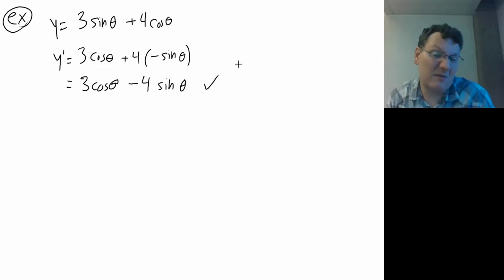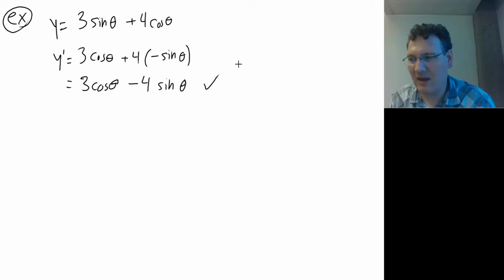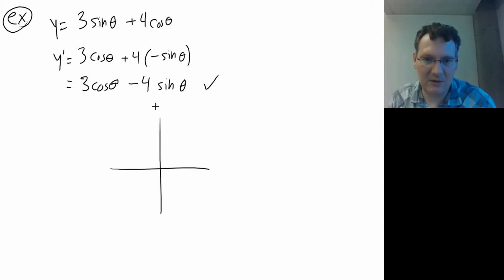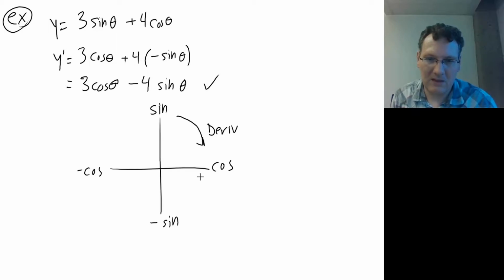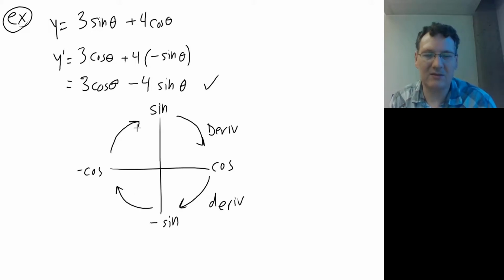And that's the derivative. One thing that I like to do is to think about it like this. You have sine, cos, negative sine, and negative cos. It's kind of like a unit circle. And so for derivatives, you kind of have this pattern where you go clockwise around this circle.